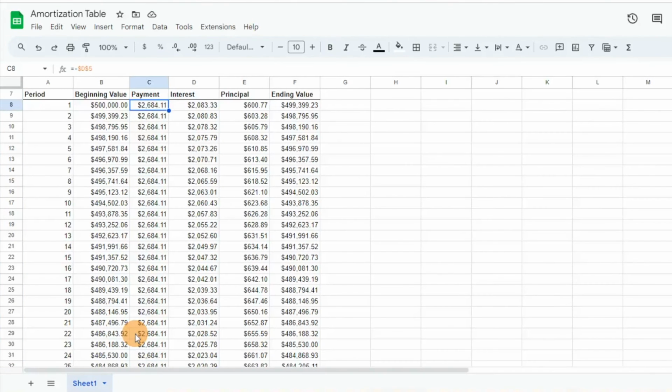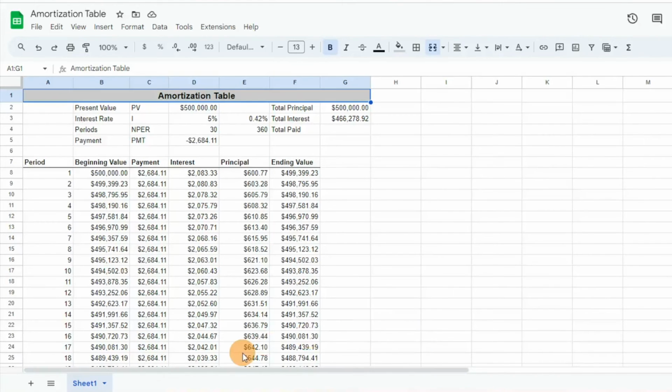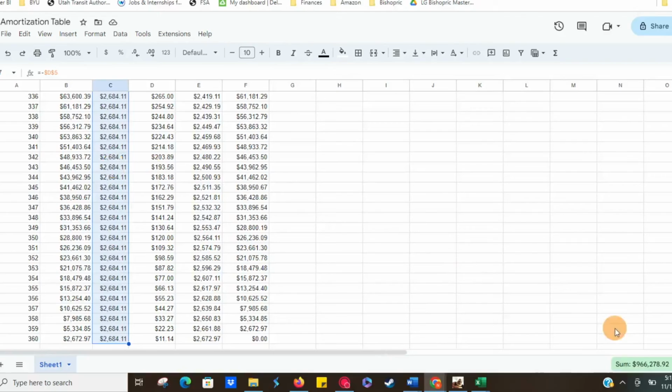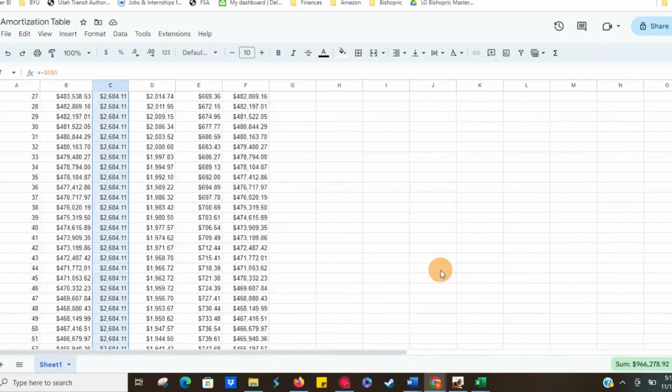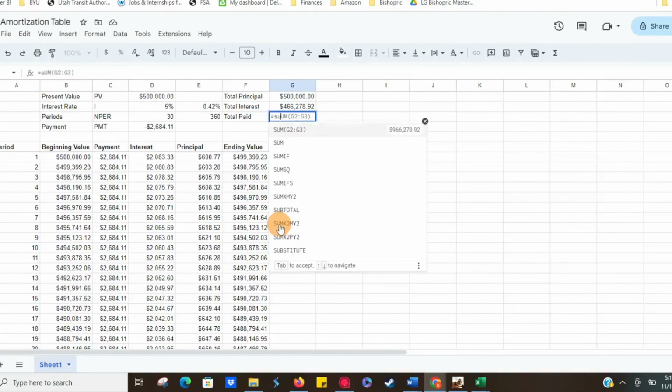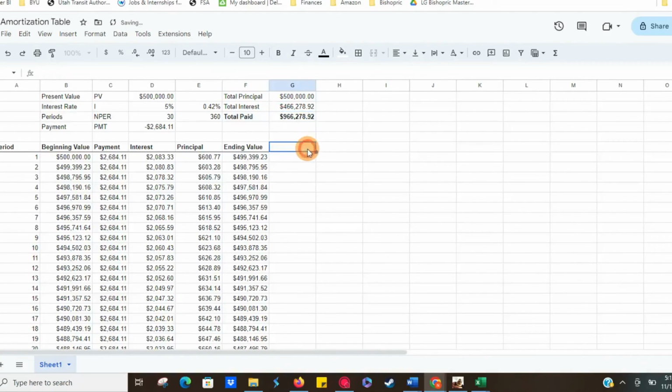So if you want to see what your total is, you can do one of two things. Look at your payment column and you can see that it's $966,000. So on that $500,000 loan, in reality, you're paying almost $1 million. And obviously the easier thing would have been to just sum these two here. That is obviously very crazy, and that's why interest rates being so high makes housing so unaffordable.